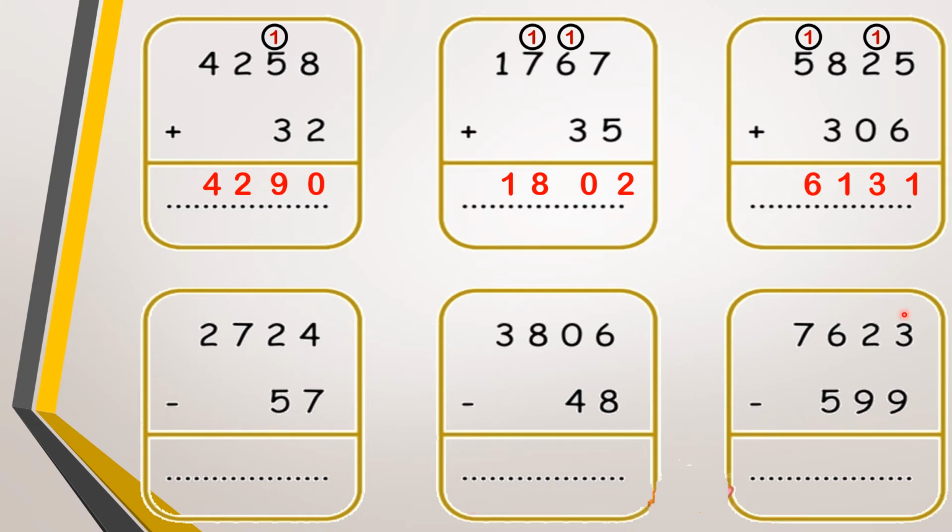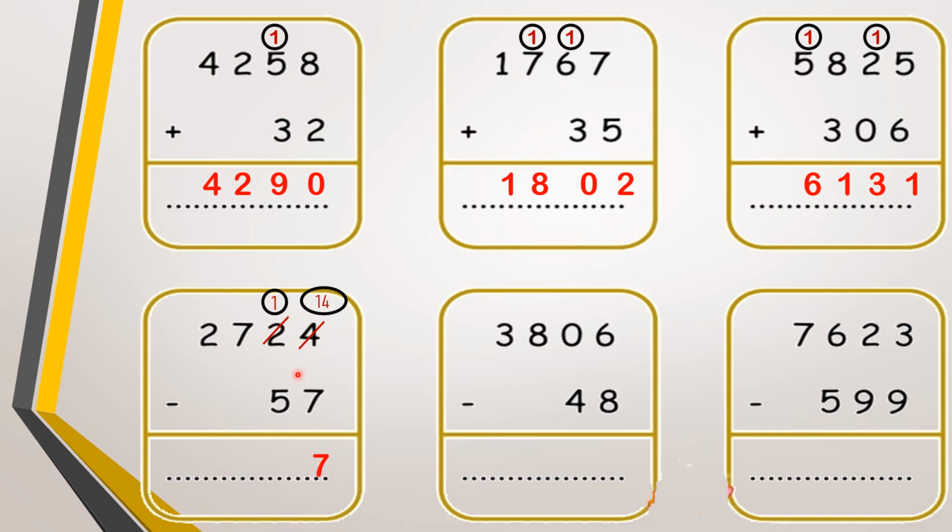Here I will use borrow strategy in this subtraction problem. 4 minus 7. Can I take away 7 from 4? No, I can't. So 4 will go to 2 and ask her to borrow 1. So 4 will take 1 from 2. 2 will be 1. And 4 will be 14, because this one it will be a 10. 14 minus 7 equals 7.